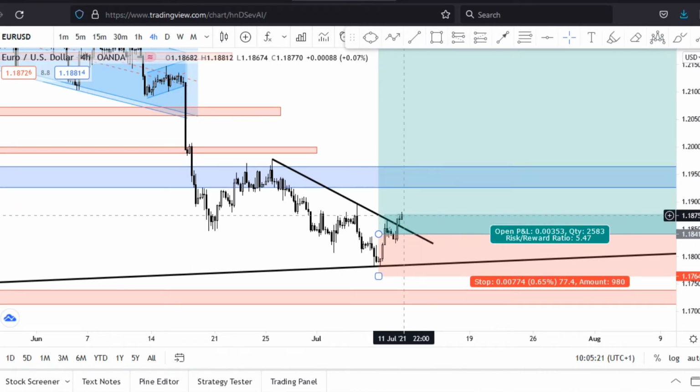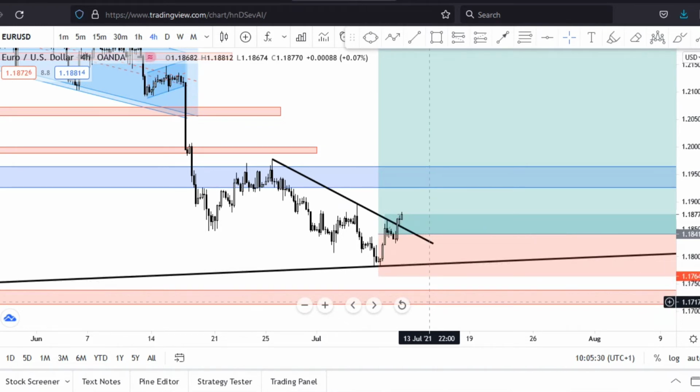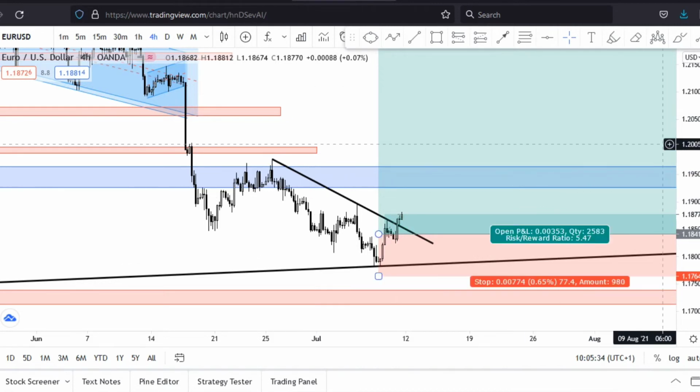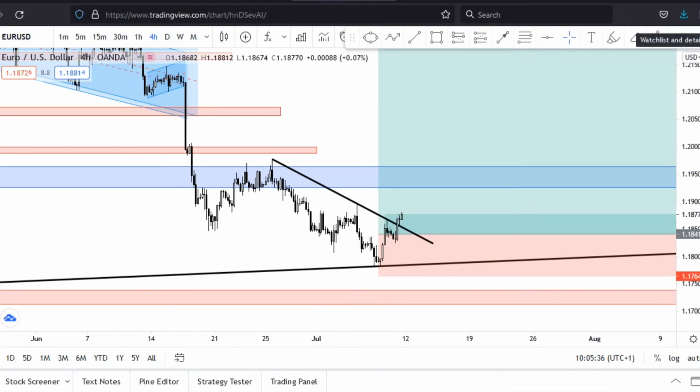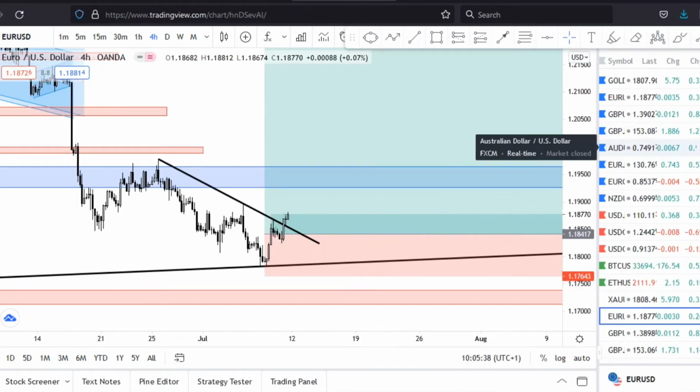If by chance price breaks and falls back down, I don't think it will go below this level, and if it does, probably to this trend line and quickly reject to the upside. But generally speaking, I will be bullish on EUR/USD this upcoming week.